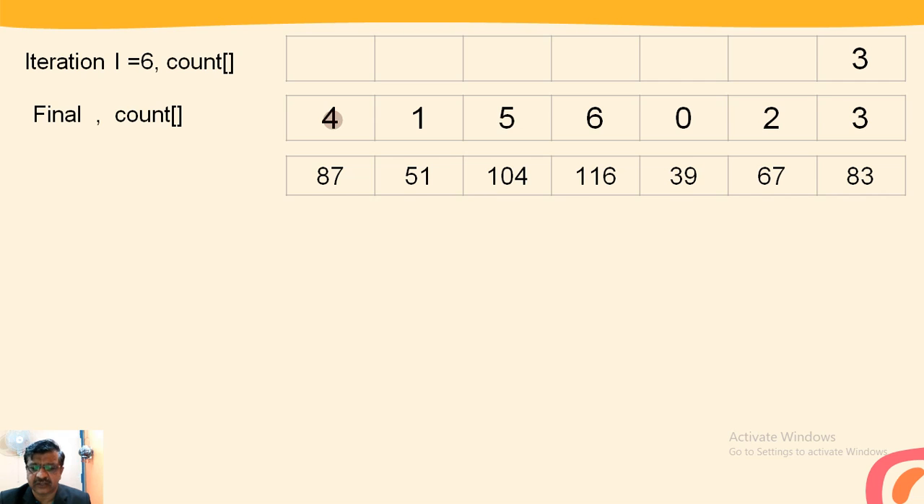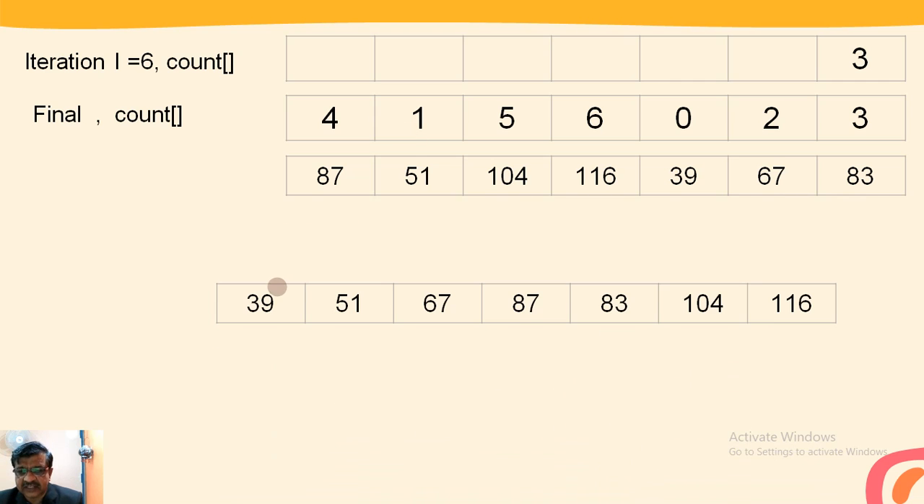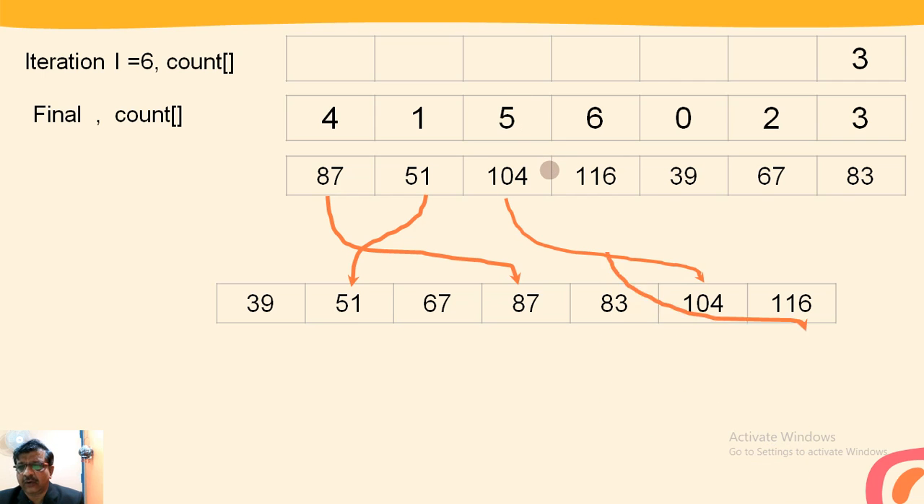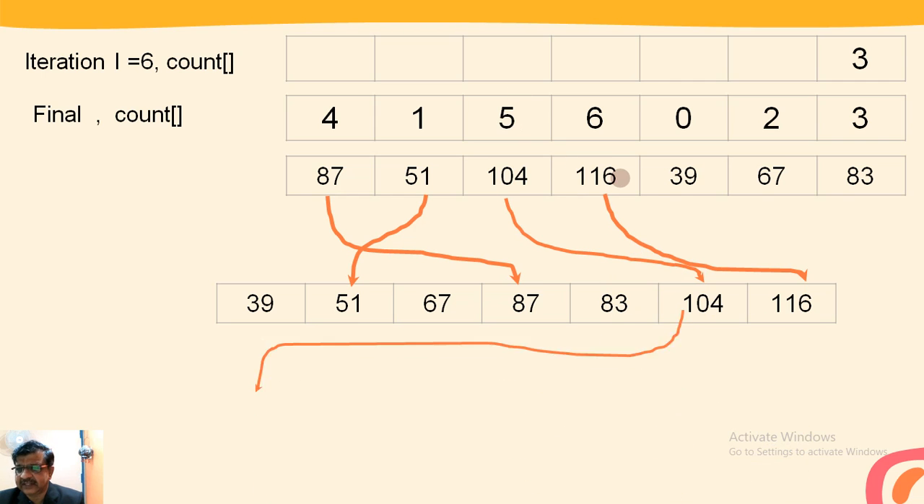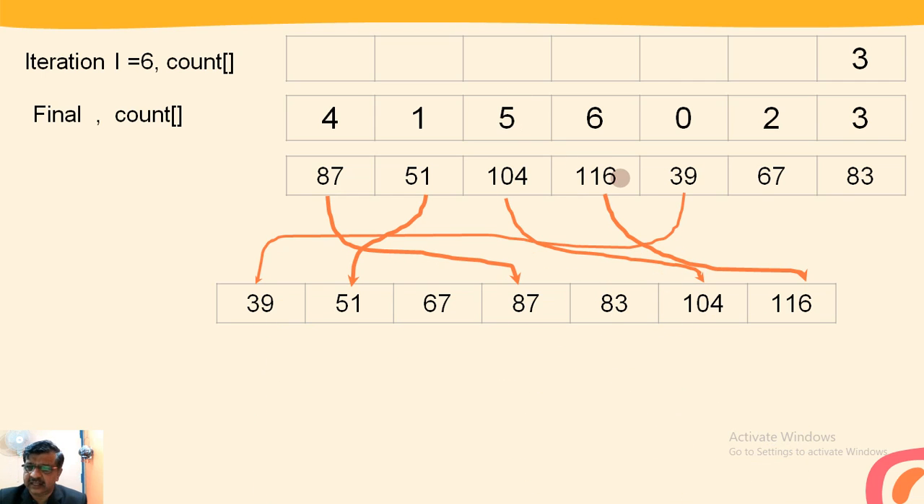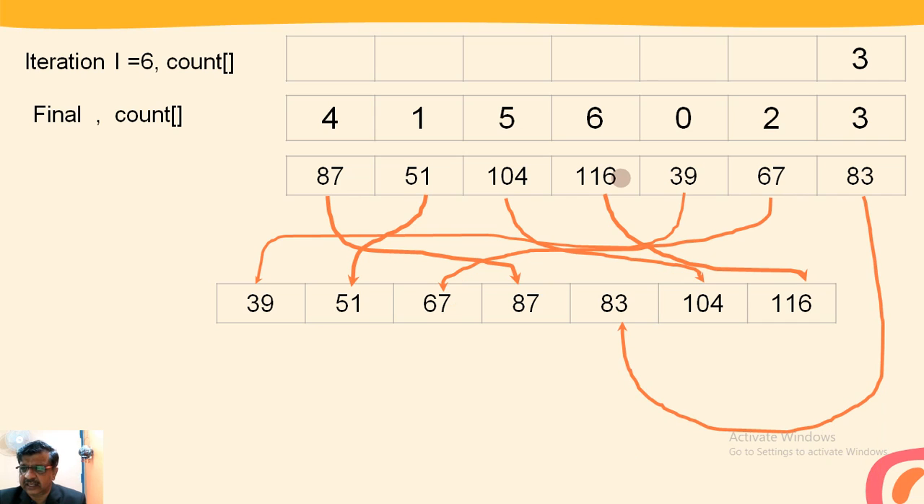That means 87 has to go to the 4th position in the sorted array, 51 should go to the 1st position in the sorted array. Okay, so this is the sorted array actually. So 87 has to go to the 4th place, then 51 has to go to the 1st place, and then 104 should go to the 5th place, and 116 should go to the 6th place, and 39 should occupy the 0th place, and 67 should occupy the 2nd cell, and 83 should occupy the 3rd cell.